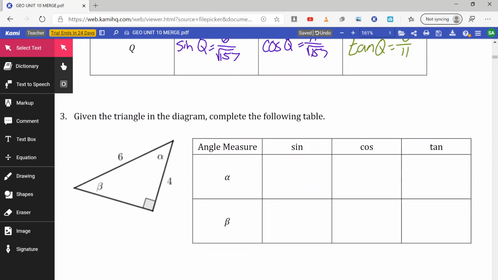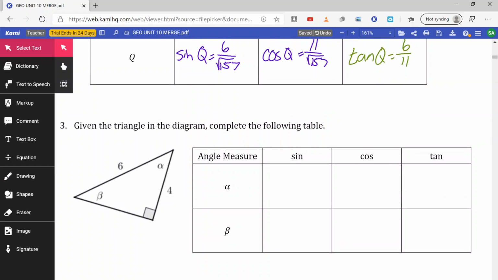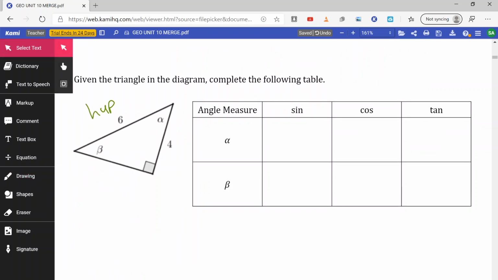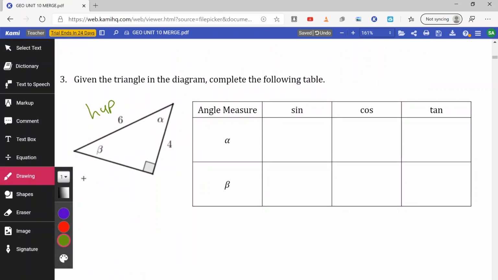But what if we only have 2 out of the 3? For instance, in number 3, we are given angles alpha and beta, and we're only told sides 4 and 6. So 6 we know is the hypotenuse because it's across from the right angle. And 4 is one of the shorter sides, same with the unknown side on the other. Well, anytime we're dealing with a right triangle, we can always use the Pythagorean theorem. The Pythagorean theorem states the square of a short side plus the square of the other short side is equal to the square of the hypotenuse.